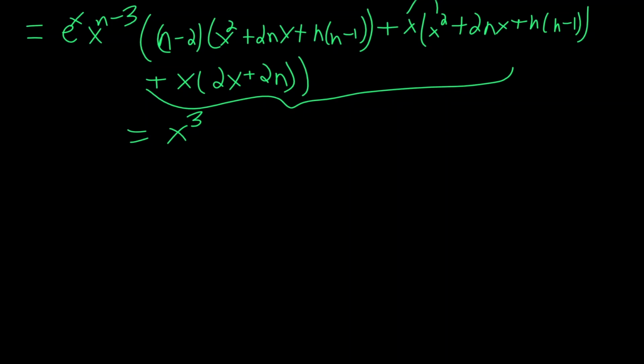Okay, what about x squared? What about all of our terms for this x squared term? Well, we see that we have an n minus 2 x squared right here.